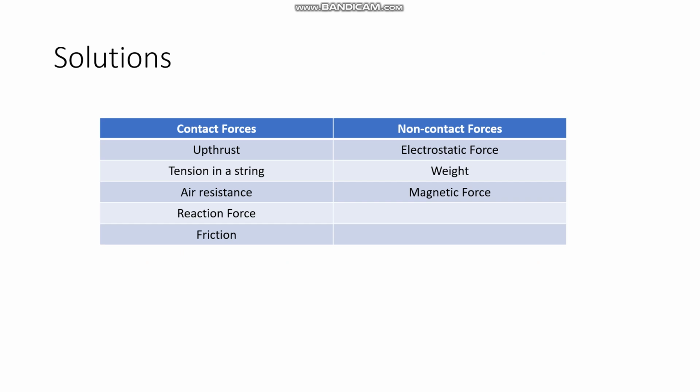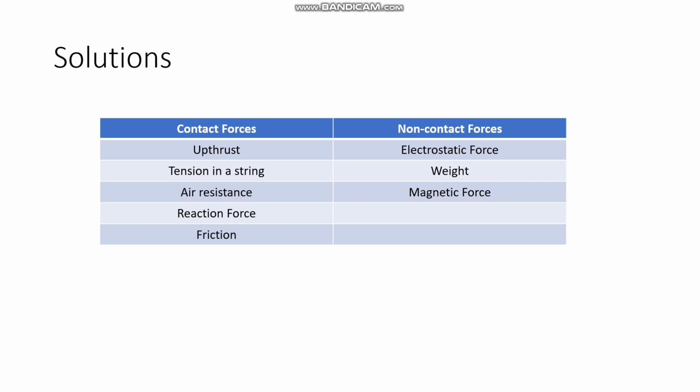of air resistance. Reaction force is the force between two bodies which are touching. One exerts a force on the other and the other exerts a reaction force back on that body. So that again is a contact force. And likewise friction, as you well know from year 7, bodies have to be in physical contact for friction to apply. Non-contact forces, electrostatic or static force.